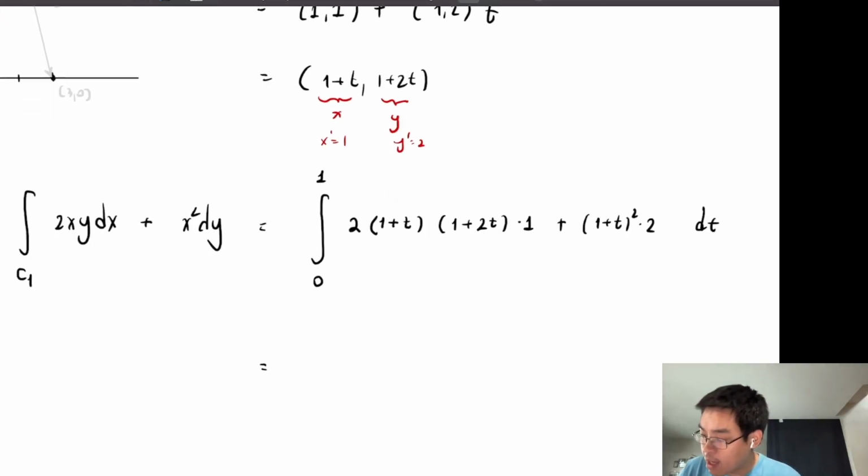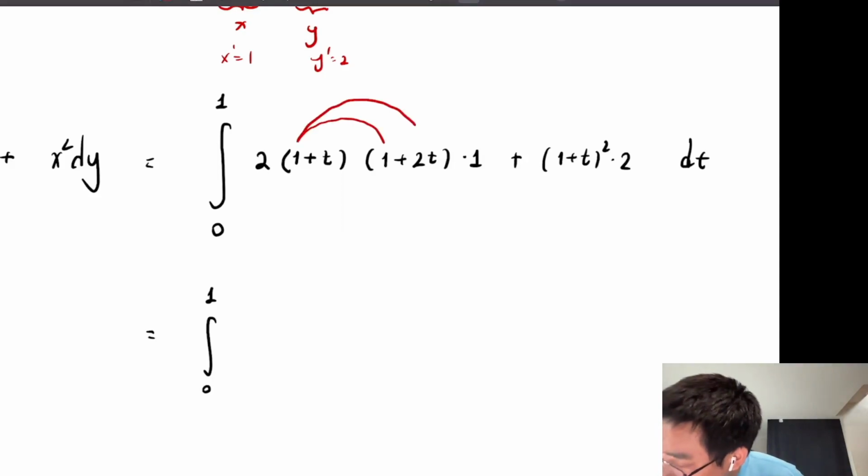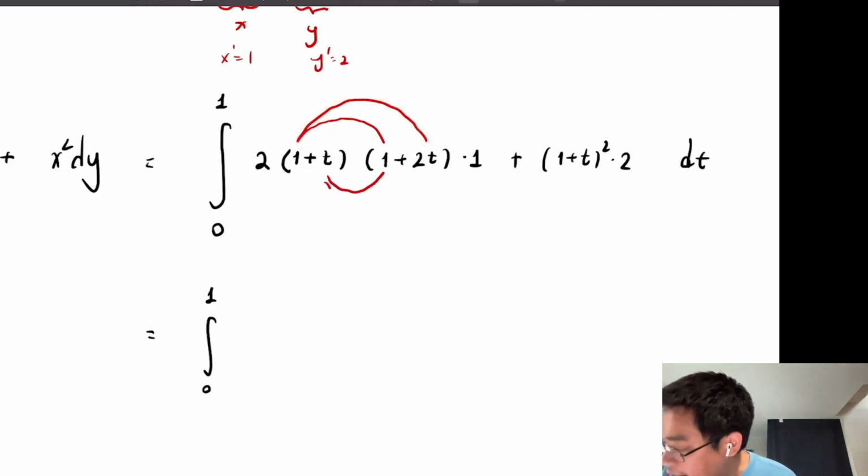This is a lot, very annoying, but we have to do it anyway. We have two parentheses, two terms, and we have to expand them to integrate. The left one we have to FOIL out, meaning front and front, front and back, back and front, and back and back. I'm going to write down the result here. Front and front, we have 1. Front and back, you have 2t. Back and front, you get t.